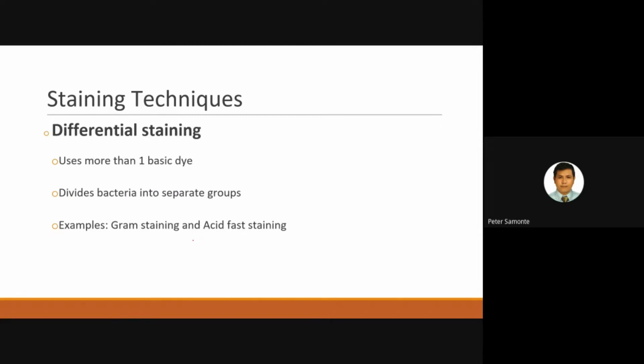Then we also have your differential staining. So it uses more than one basic dye. So here, class, you can use around 2 to 3 dyes. But in the laboratory, in our practice, we would only be using 2 dyes. Now, the reason why there are 2 dyes, class, is because you would use these dyes to divide or differentiate bacteria into separate groups. An example of this differential staining would be your gram stain, wherein you would differentiate them from gram positive to gram negative.